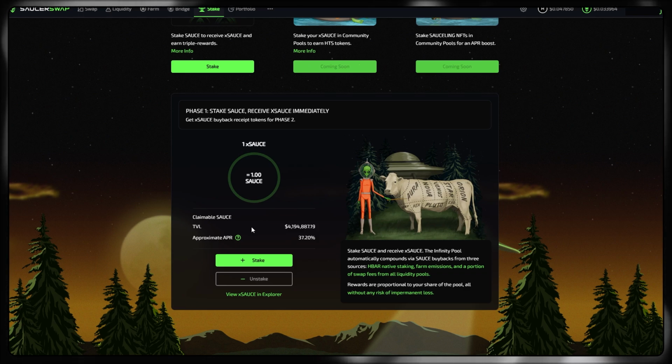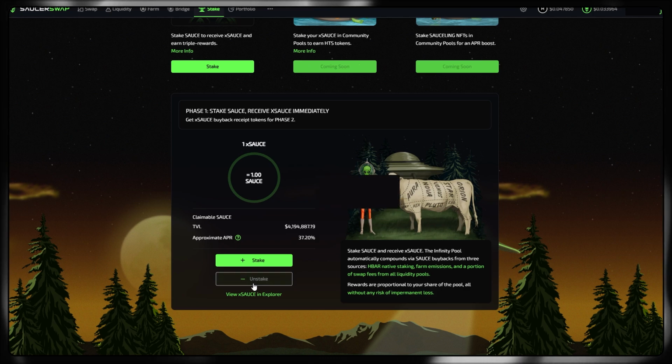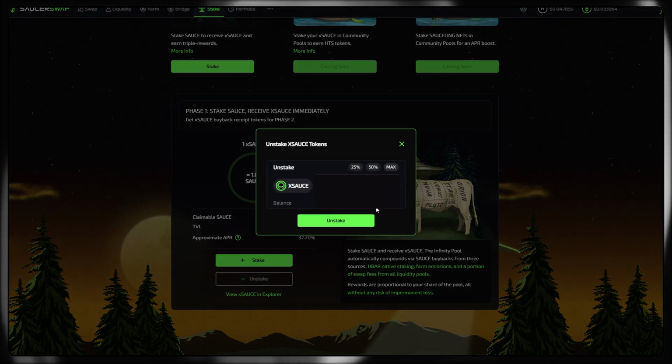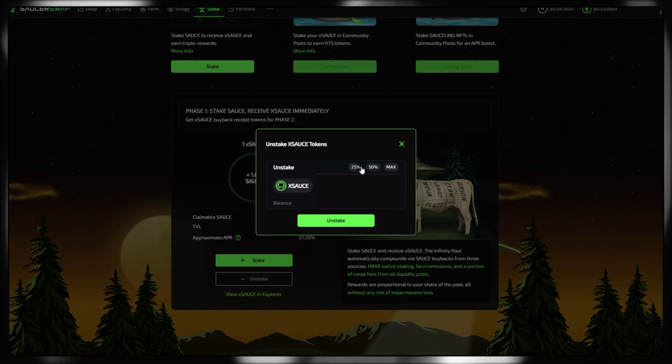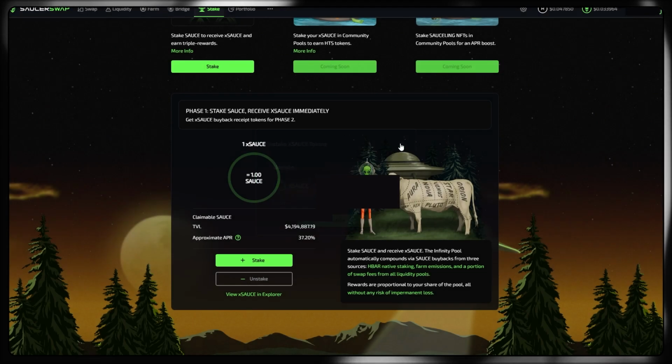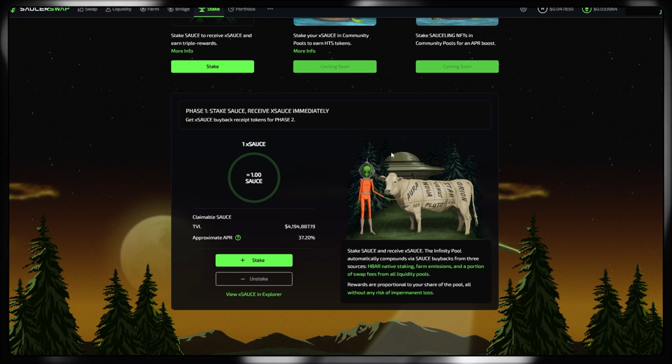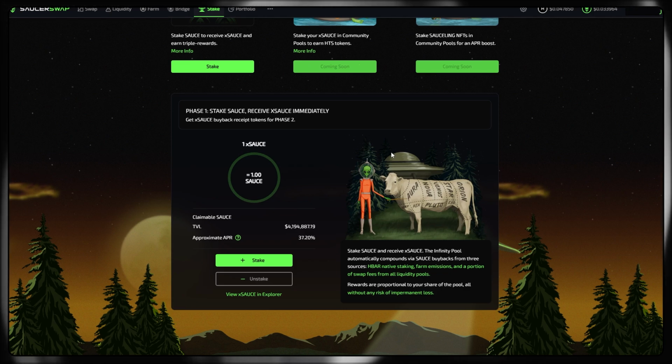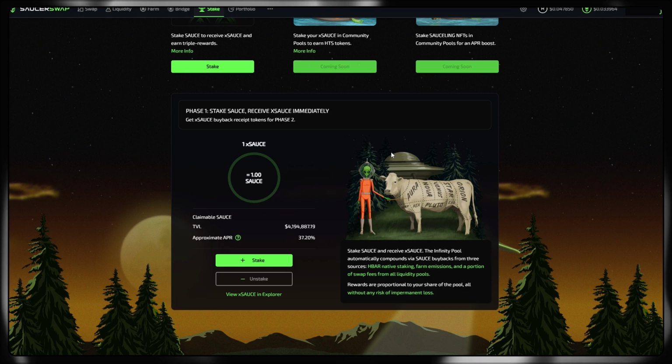Now, if you want to leave single-sided staking, of course, you can click unstake. You can hit max or whatever percentage value that you want to unstake from the platform, and it will transfer your XSAUCE tokens back into source tokens at that particular rate. It works exactly the same as how HBAR to HBARX works.